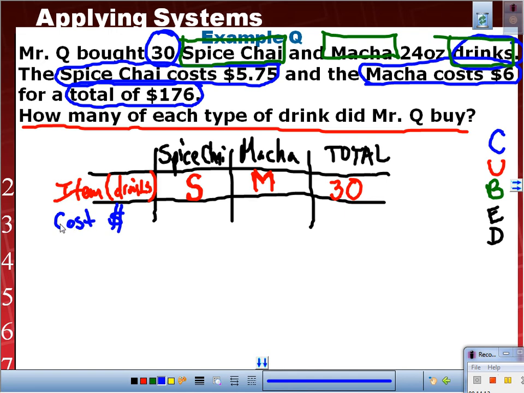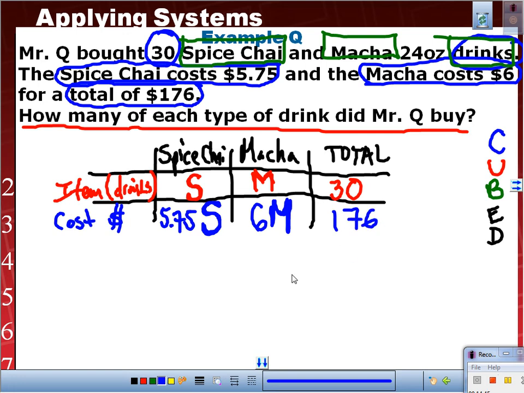Let's go to the next row. Let's look at the cost. What is the cost for the spice chai? So we write $5.75. Do we know how many I bought? So it's $5.75 what? Do a big S so you don't confuse it with a 5. $5.75 S. So what do I write for the next column? 6M. That is correct, since I don't know how many matchas I bought. Bless you. Do we know the total cost? $176.